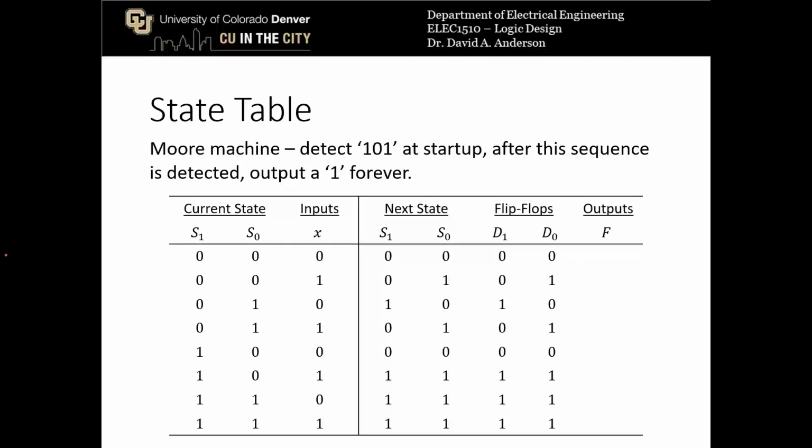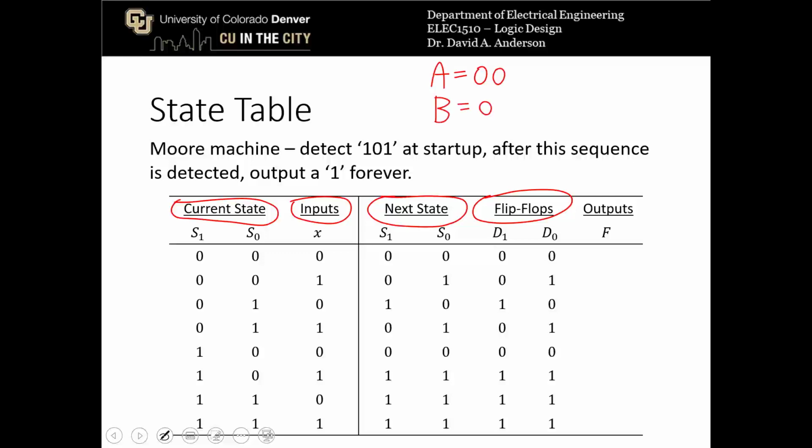Here we see the state table corresponding to the state diagram from the previous slide. I have the current states of the flip-flops, the input X, which is where I detect the startup sequence 1, 0, 1, the next state, and then I've assigned D flip-flop inputs, which just mirror the next states. I've done the state assignment so that for the state variables S1 and S0, A is equal to 0, 0, B is equal to 0, 1, C is equal to 1, 0, and D is equal to 1, 1.